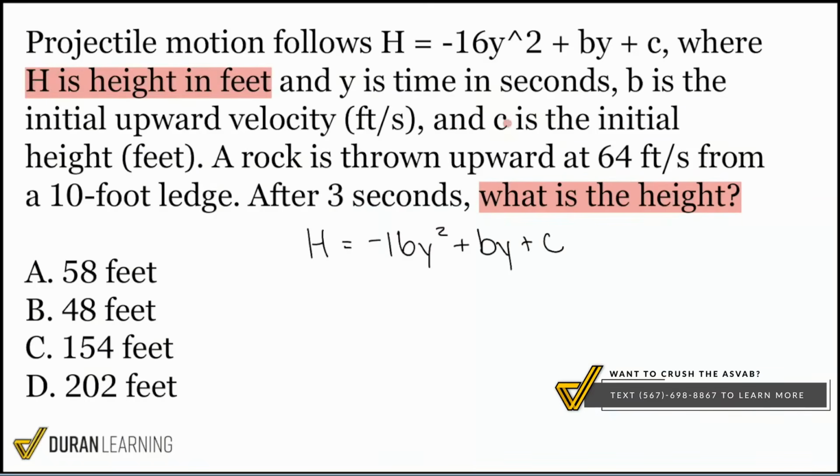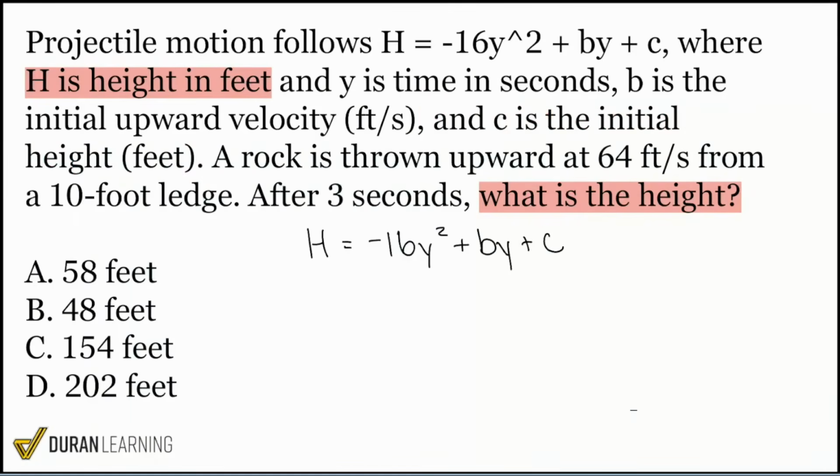We also have the height defined here as the initial height. But we are not looking for the initial height. We are looking for that final height. So we know we're looking for h. When we also see up next that it says y is time in seconds, it says right here, after 3 seconds. Booyah, right there. So I know that I'm going to be replacing all of the y values with 3.